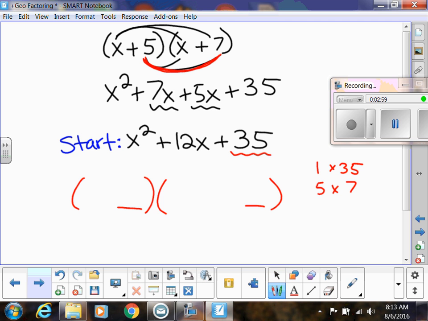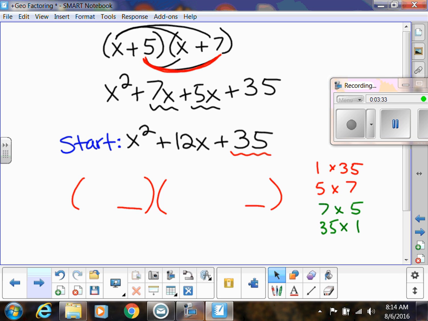Now keep in mind that I could do this in different orders, and we'll get into that. But in this situation, these are all positive numbers, and both the addition and the multiplication are commutative, so it doesn't matter what order I put it in. So I know automatically that these 2 blank spots are either going to be 1 and 35 or 5 and 7. Now we know that it's 5 and 7 because we already started with the answer.